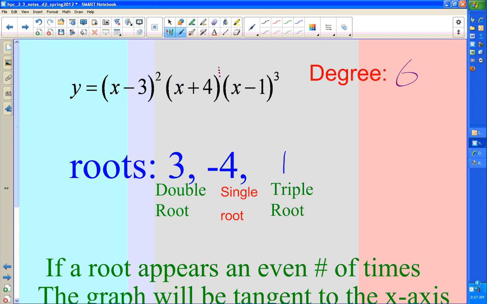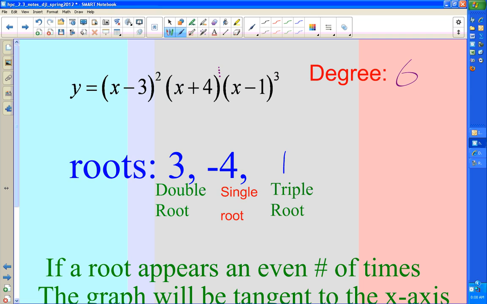The power on the factor that gave us the root 3 is a 2. That means that 3 is a double root. The power on the factor that gave us the root -4 is a 1. That means -4 is called a single root. And the power on the factor that gave us the 1 as a root was a 3. That means 1 is a triple root.